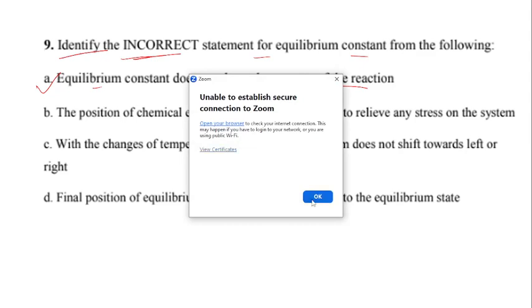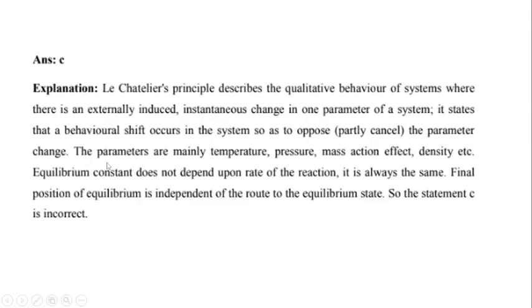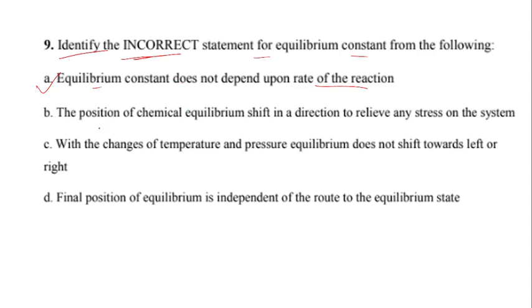Second, the position of chemical equilibrium shifts in a direction to relieve any stress on the system. Any stress means either you are changing temperature or increasing pressure. So it will impose stress on the system, and the system will try to relieve it. To relieve this stress, the equilibrium will move toward a particular side. So this is also a correct statement.